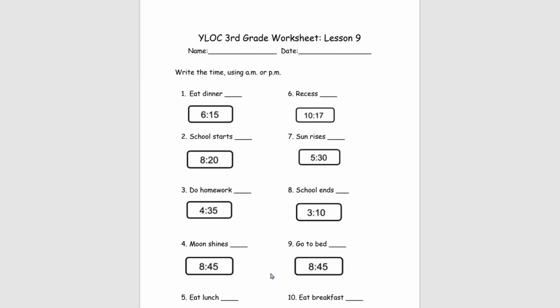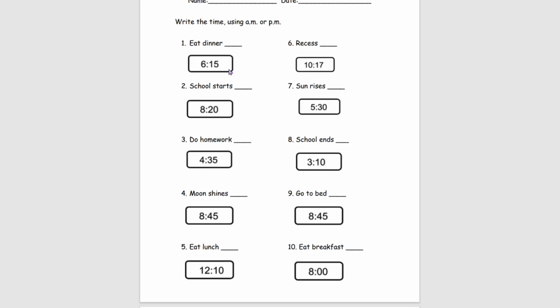Welcome back to Wildlife Third Grade Worksheet lesson number 9. And to start off, we're going to be writing the time using AM or PM. Looking at number 1, we have eat dinner. And the time that it says is 6:15.